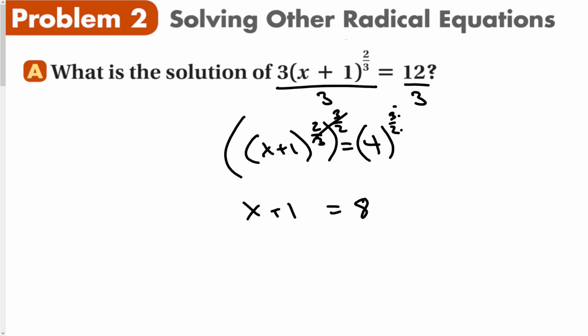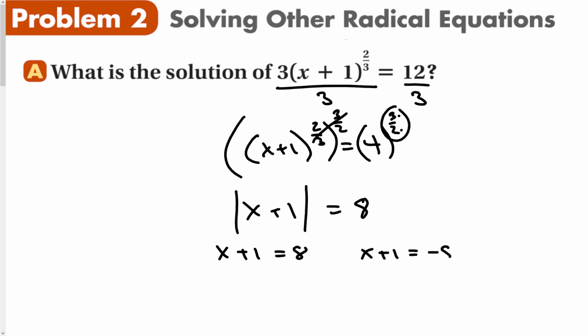But was one of those numbers even? Yeah, the 2 is even. So that means that this is not the answer. It must be the absolute value of x plus 1. Which then turns this into two equations.